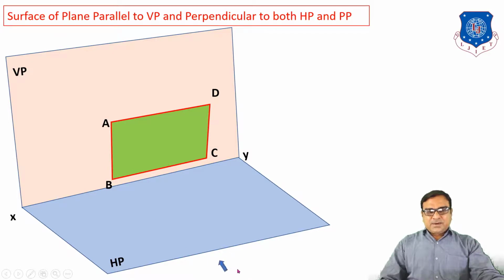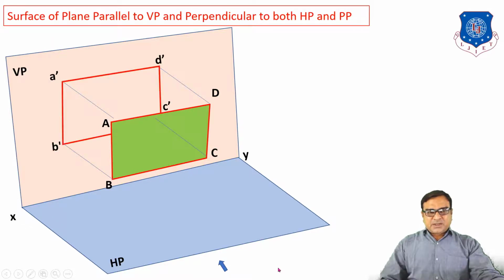So when we observe the front view, the projection of A, B, C, D on the vertical plane, A dash, B dash, C dash, D dash, and when we join them with straight lines, we will get the true shape of the surface on the vertical plane. And when we observe from the top, the projection of A and B is at the same point, and the projection of C and D is at the same point. So here A, B, C, D, and when we join these points, we will get a straight line.